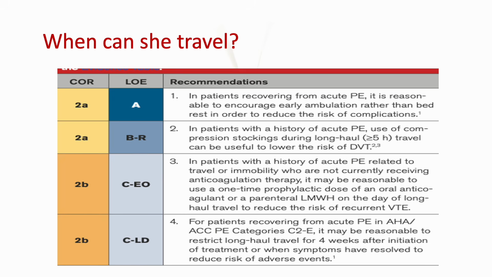Now, persistent breathlessness after PE is very, very common. And while most patients will stabilize with rehab, we have to be vigilant for chronic thromboembolic disease. So, there is a level 1 recommendation with a good level of evidence that in patients recovering from acute PE, you should encourage them to ambulate early rather than bed rest because we don't want newer thrombi.